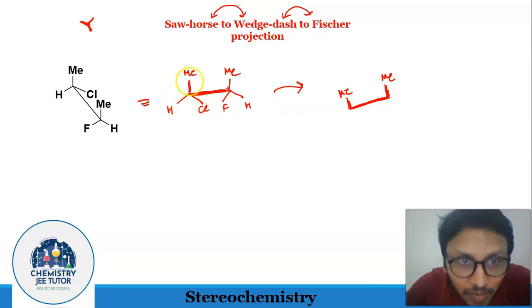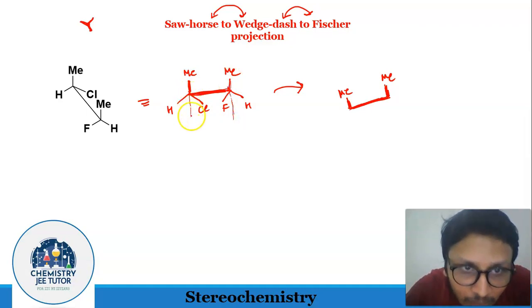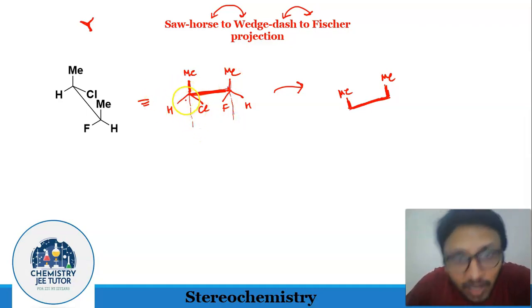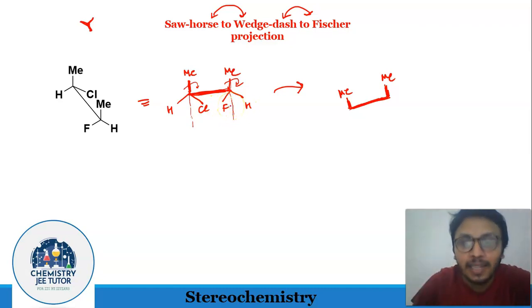What does the trick say? That whenever I draw an imaginary straight line through the tail and extend it towards the head, whatever falls on the right hand side, here chlorine, here hydrogen, will go above the plane.